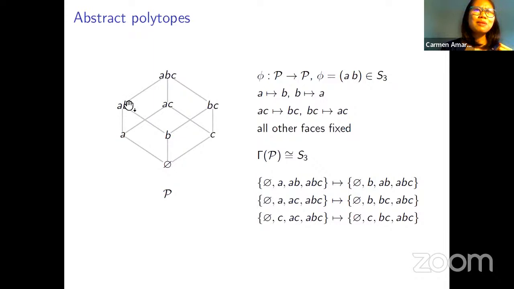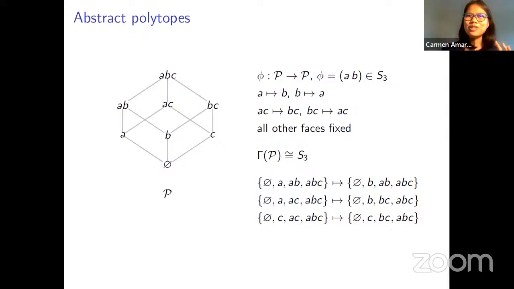Now all of the other faces will be fixed. Kasi if you swap A and B, then the edge AB is still the edge AB. The triangle ABC is still the triangle ABC. The vertex C is unaffected also. It's easy to see that any permutation of the three vertices corresponds to an automorphism of the polytope. So the automorphism group of this polytope is isomorphic to the symmetric group on three letters.